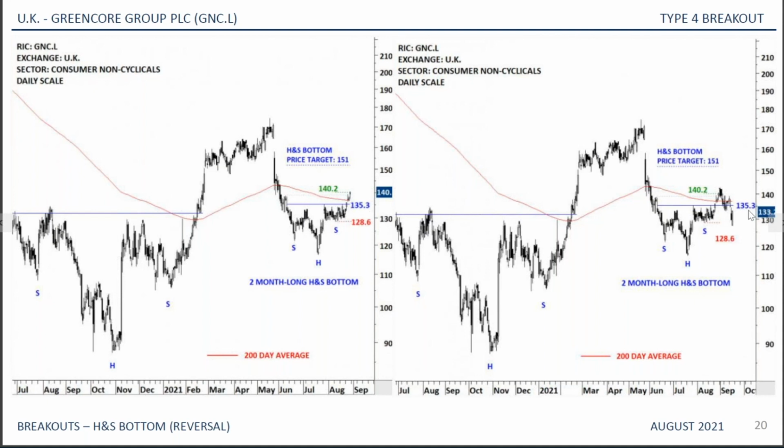This time it failed. So the breakout takes place, pulls back, fails to hold above the pattern boundary, and then reaches the chart pattern negation level. So this was a type 4 breakout from the head and shoulder bottom reversals.